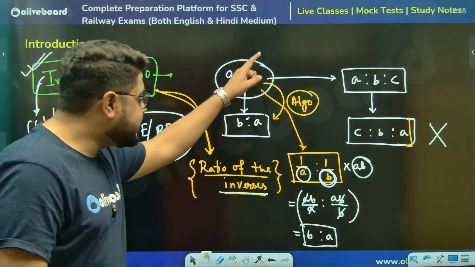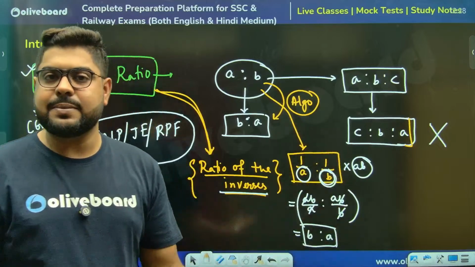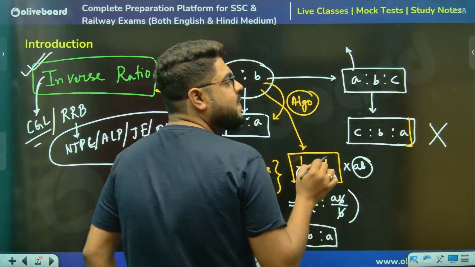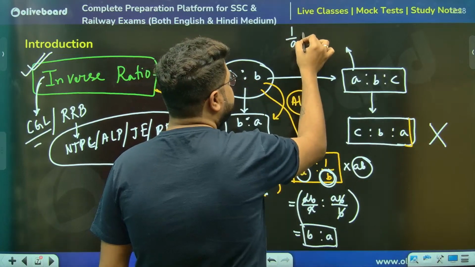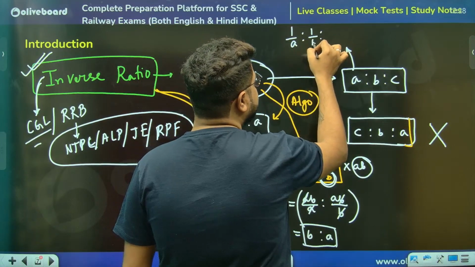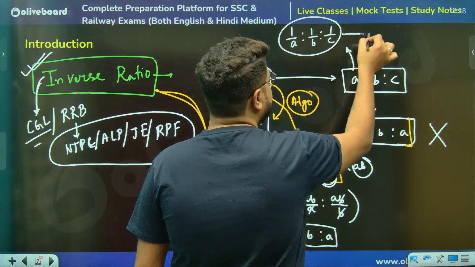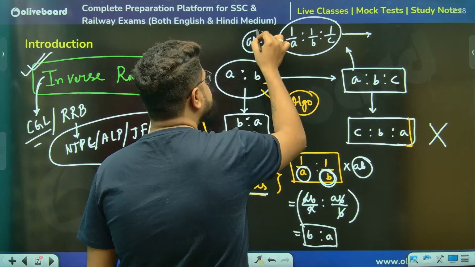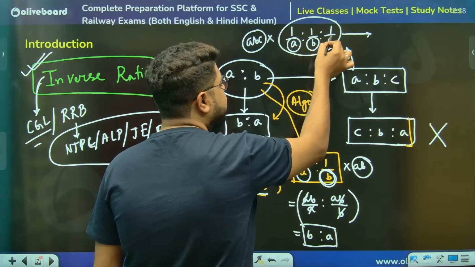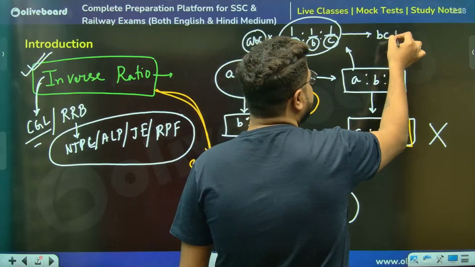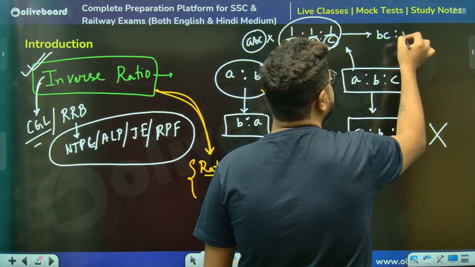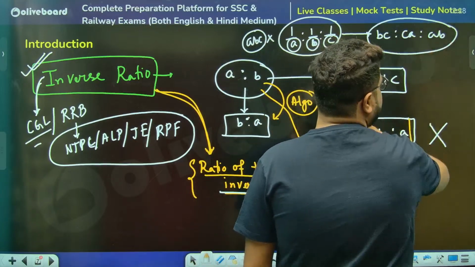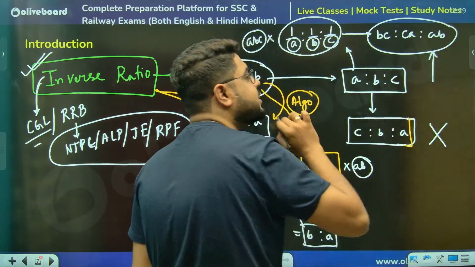So please understand, this is the algorithm. This is how it works. So for A ratio B ratio C, the inverse ratio will be 1 by A ratio 1 by B ratio 1 by C. Once we get to this, we multiply with ABC, because ABC is the LCM of the denominators. If you do that, it becomes B into C ratio C into A ratio A into B. This is how to figure out inverse ratios.